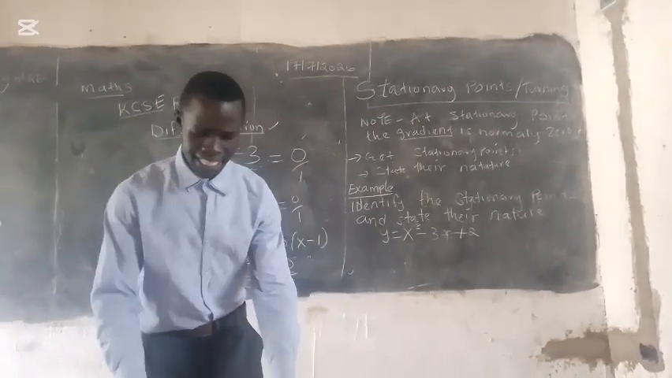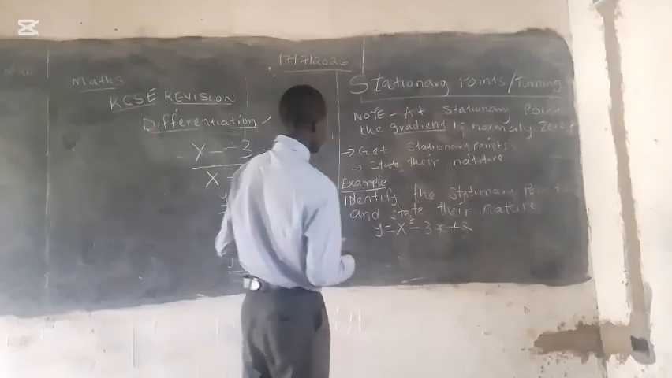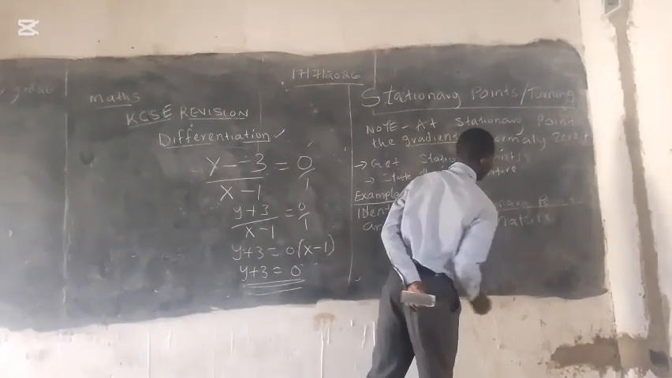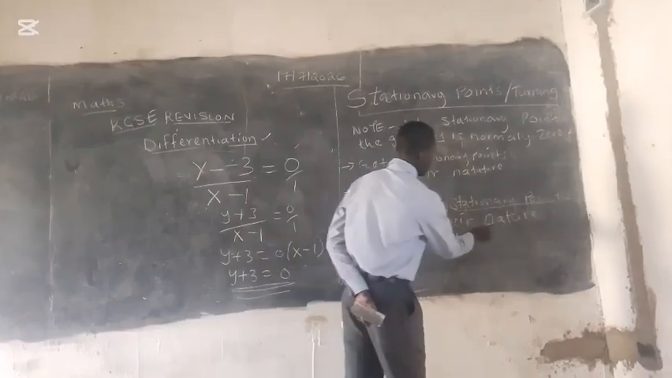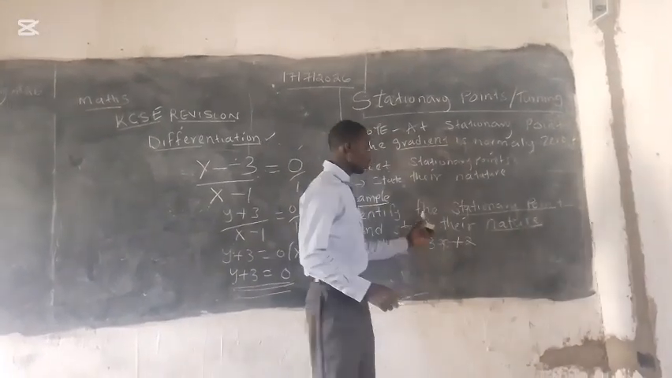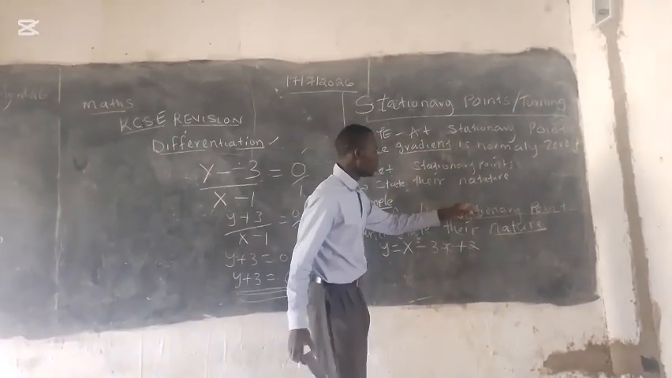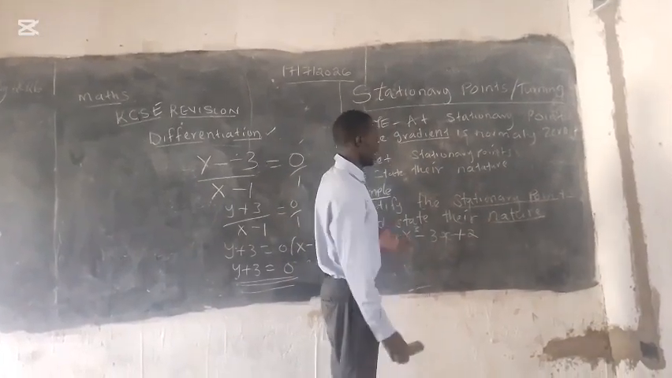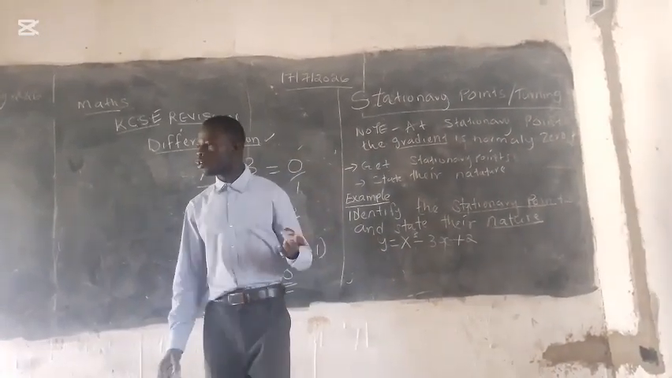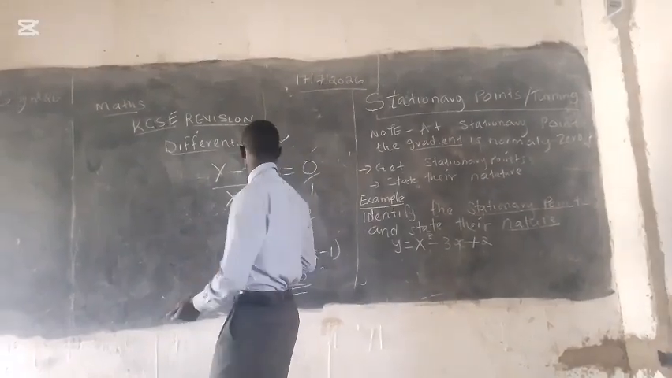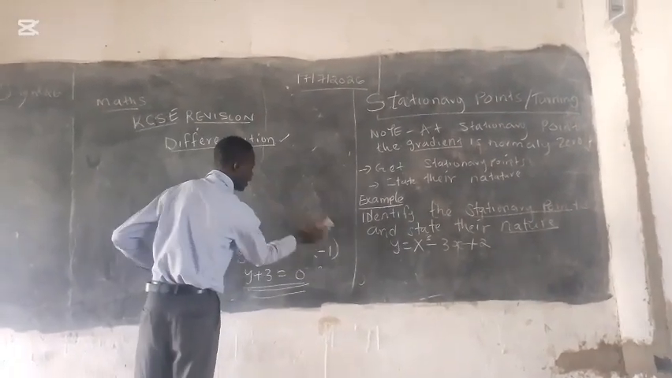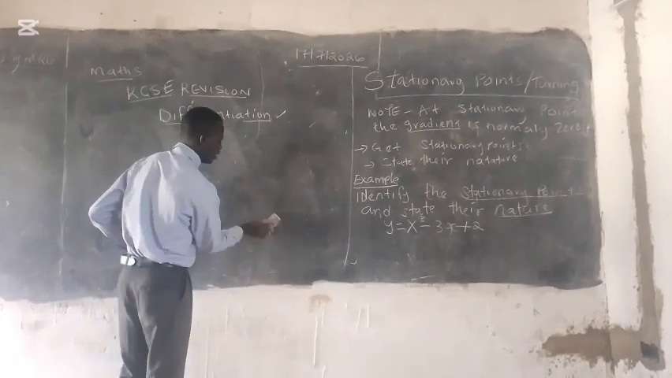So the question is in two parts. Number one, stationary points. Number two, state their nature. This question, the part of stationary points can amount up to 4 marks. Then stating the nature can amount to 6 marks, giving you a total of 10 marks when they come to exams. So students, let us be very keen, very, very important.